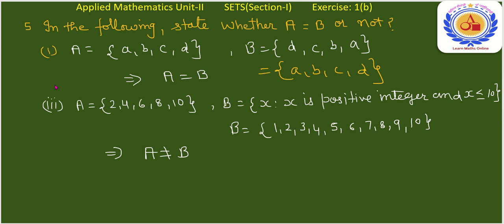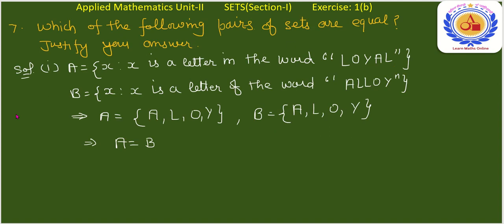In part number 3rd, A is a set containing elements 2, 4, 6, 8, 10. B is a set where x is a positive integer and x is less than or equal to 10. Positive integer and less than or equal to 10 means 1, 2, 3, 4, 5, 6, 7, 8, 9, 10. So simply we can observe that these two sets are not equal, and here A is not equal to B. Next question, the other parts you can do by yourself. Very simple parts are there.